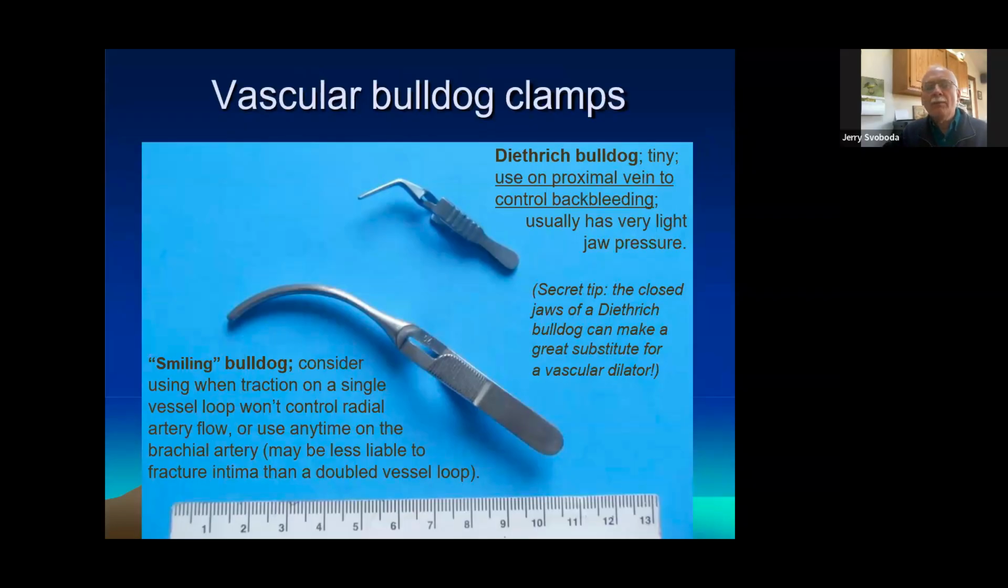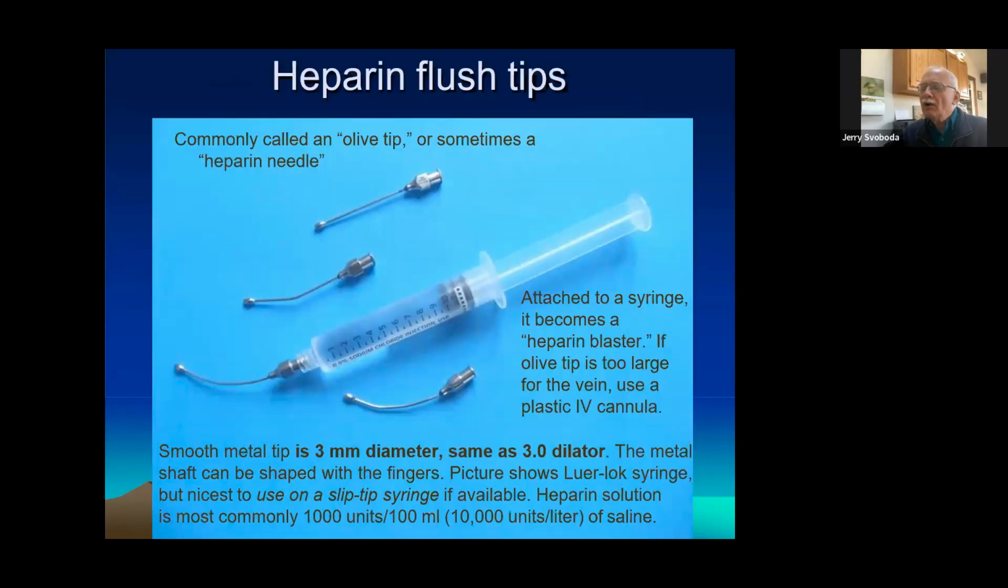The stronger one below has heavier jaws, stronger spring tension, and is used to control the artery. Typically, this one is used to control the brachial artery. These 4 metal tips are all pretty much the same.